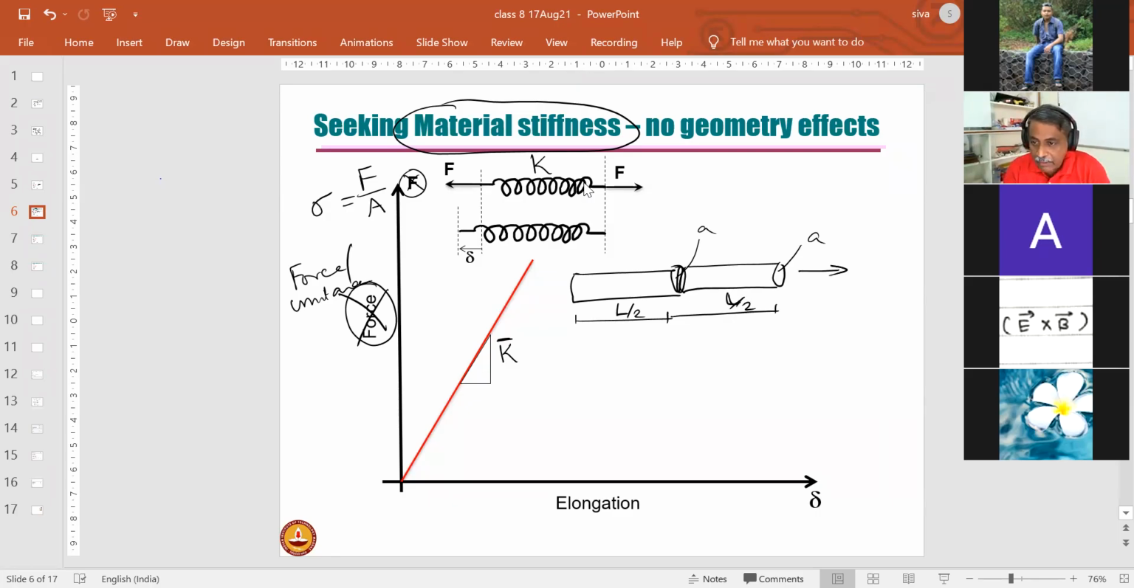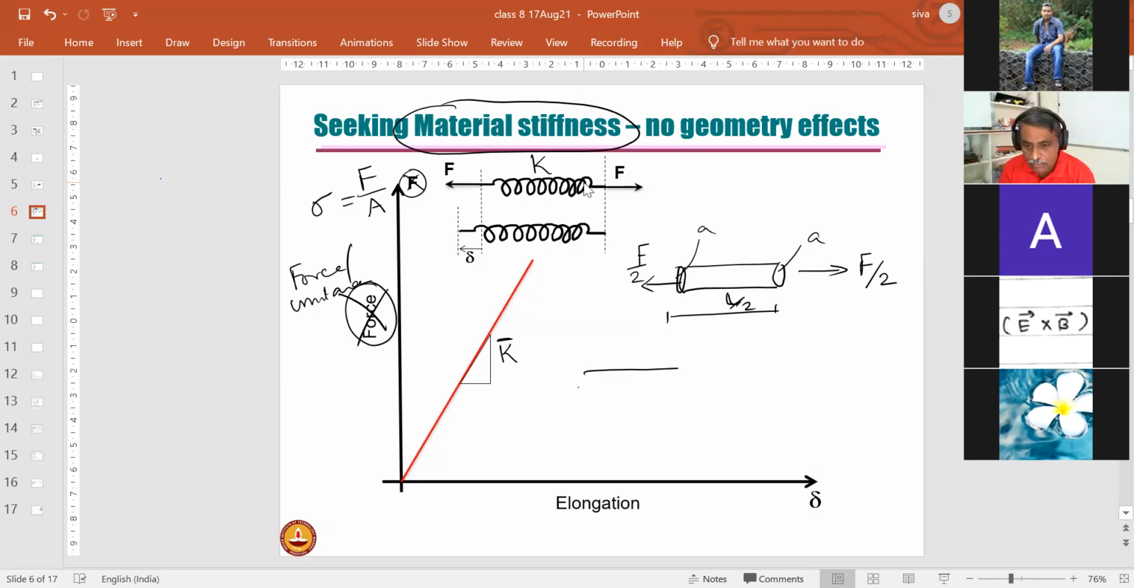And let's say I apply a force F over here, I'll get an elongation. Yes? Supposing, let me do it this way, it's easier to understand. Okay, so let's say I have L by 2 and let's say I'm applying a force F. Then there will be some elongation. Let's say it is a proportional spring. So if I do F by 2 here, then I'll get some elongation.